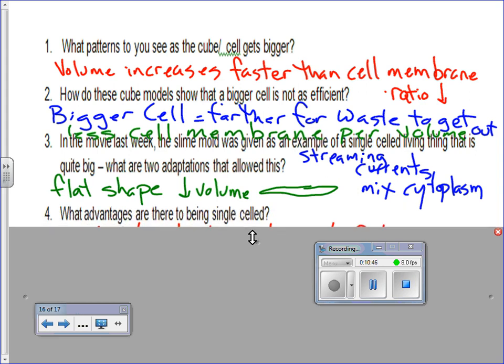All right, what advantages, and these last two questions are not really directly related to our model, but what advantages might there be to being a single-celled organism? Why might it be useful to be single-celled? Think about those little things living in the pond. Anything useful about being single-celled? Okay, good. So you're small, so you should be able to get resources more easily. What else?